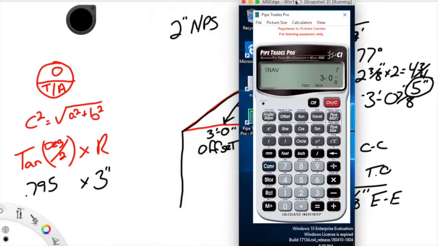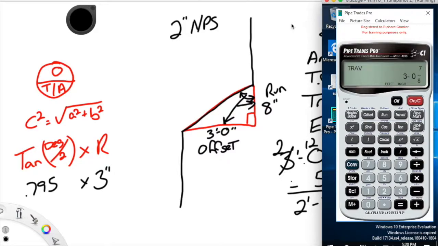And that is offsets and triangles. I hope this helps.